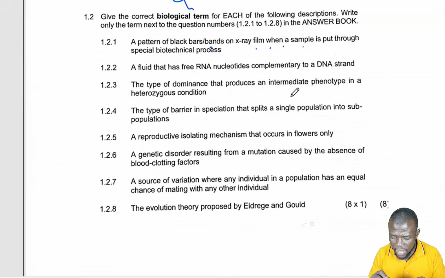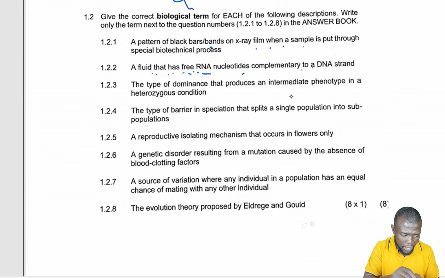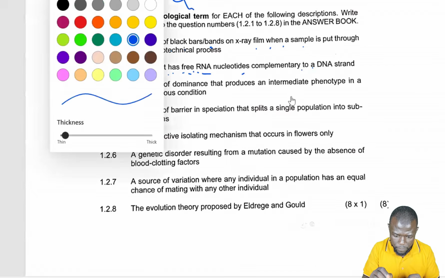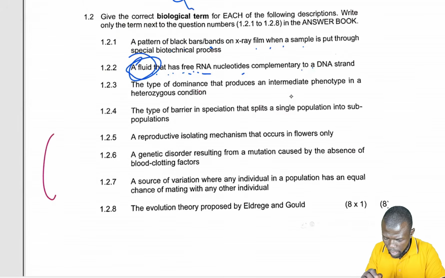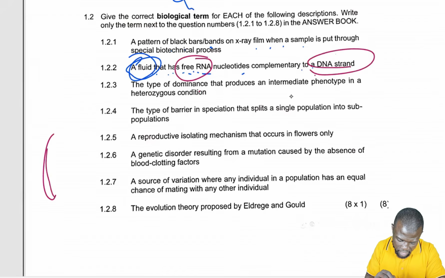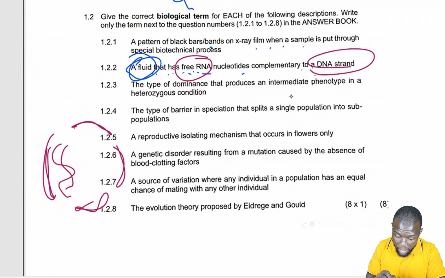Then they're saying a fluid that has free RNA nucleotides complementary to a DNA strand. Remember, when you talk about free RNA nucleotides complementary to a DNA strand, they are talking about DNA. So where is DNA found? DNA is found in the nucleus.